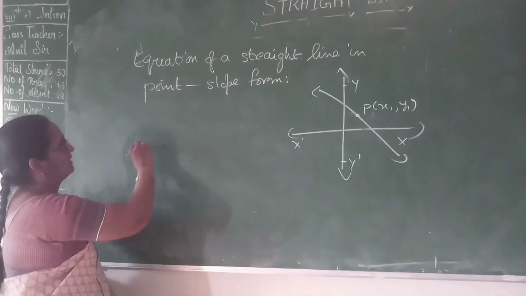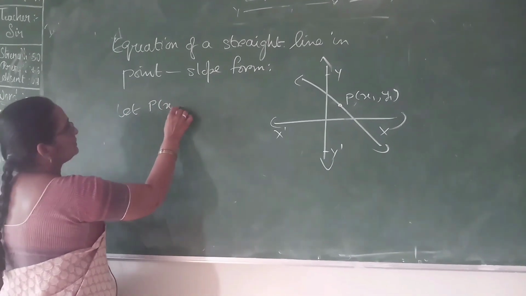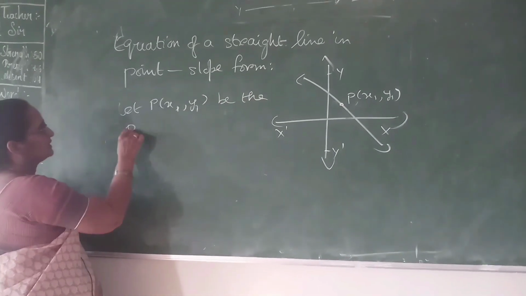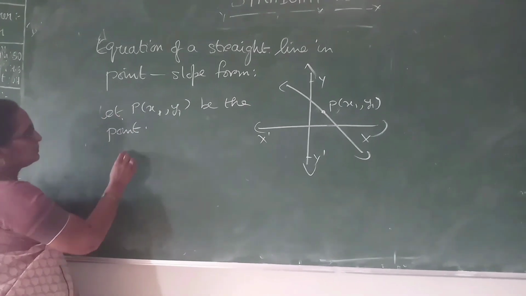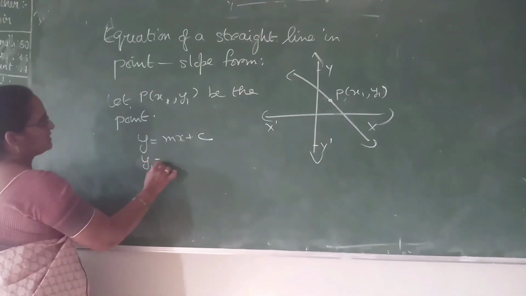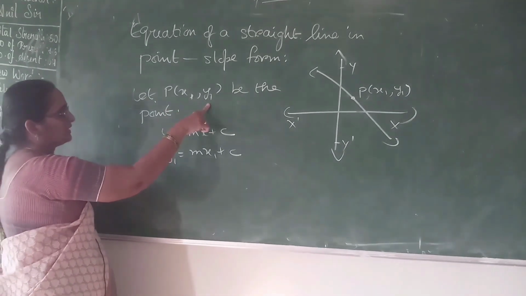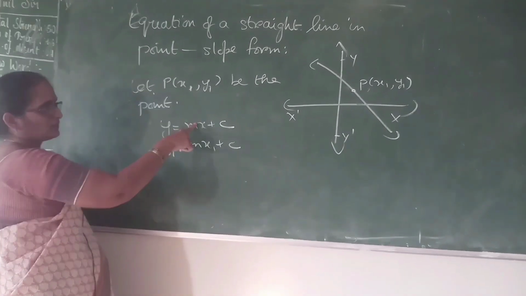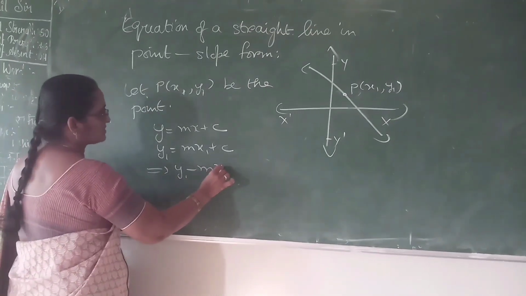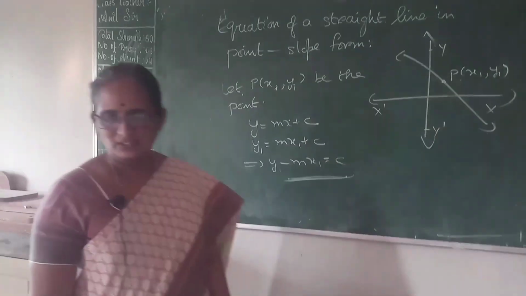of straight line? For this, let us consider, let P of x1 comma y1 be the point. Then slope intercept form is what? Y is equal to mx plus c. So y1 is equal to m into x1 plus c, because it is passing through the point x1 comma y1. So in place of y, y1, in place of x, x1, which implies y1 minus mx1 is equal to c. Now, how we are going to find out the equation?